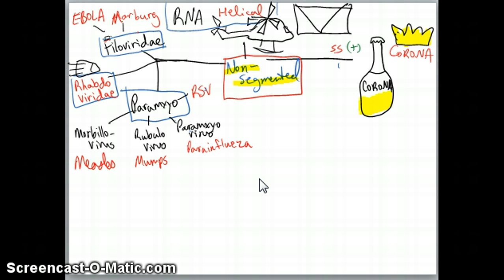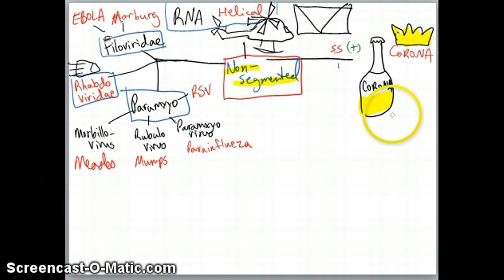Now, when it comes to segmentation, all of your segmented RNA viruses are all going to be helical. There's only one exception, and that is the Reoviridae family, if you remember, from the icosahedral non-enveloped form. So that's the reason we broke them up this way. Makes it a little easier.